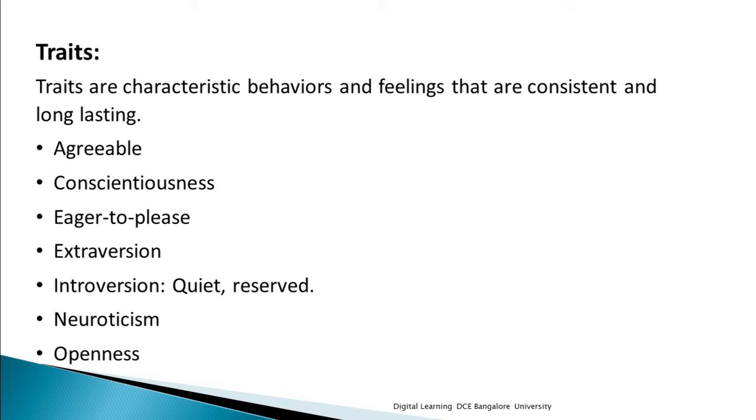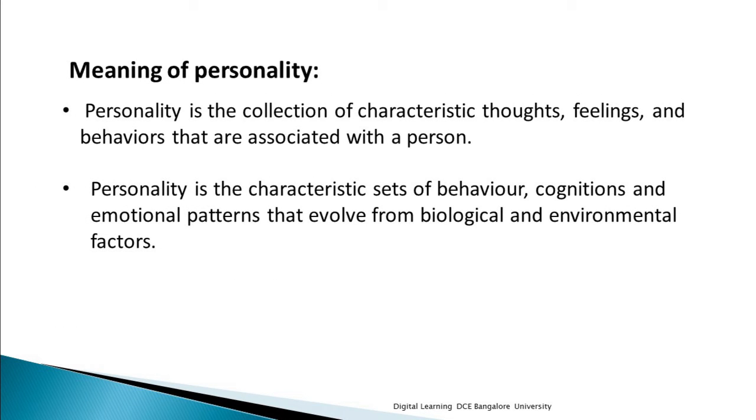That means one trait can be the agreeable trait, or conscientiousness, or eager to please, or they can be extroverts, introverts, or it can be neuroticism, or openness. But what is personality? Personality is different from trait. It is the collection of characteristic thoughts, feelings, and behaviors that are associated with a person. That means it is the entire collection of all the thoughts, feelings, and behaviors relating to the same person. But a trait is just one quality in which they are dominant in a person.